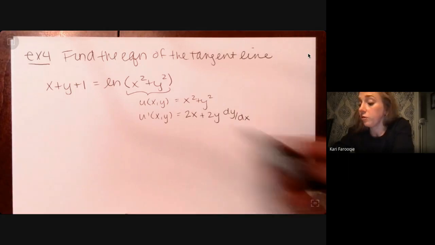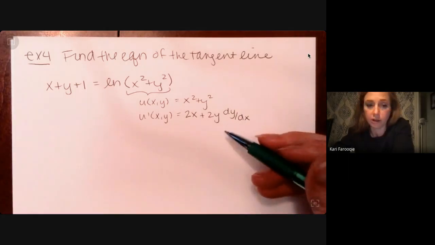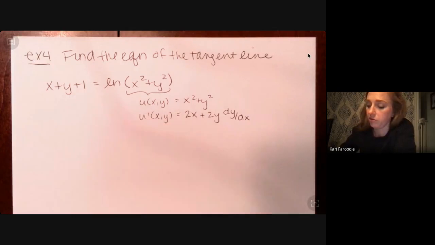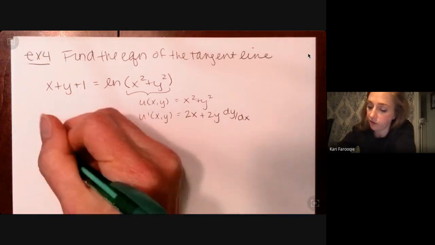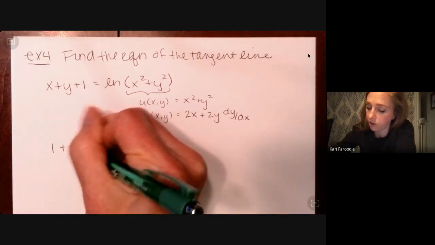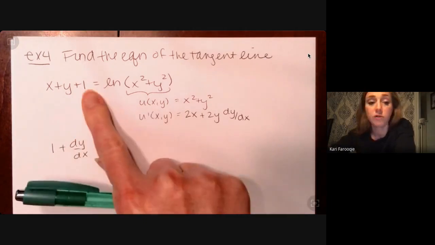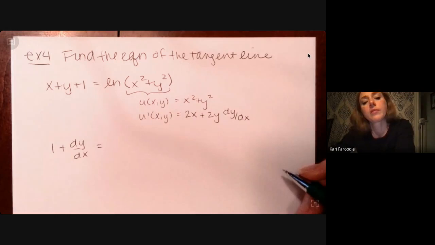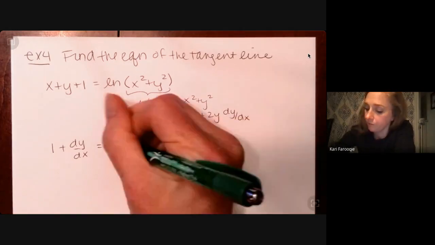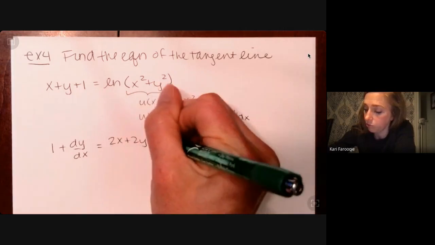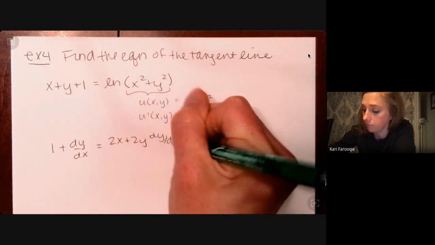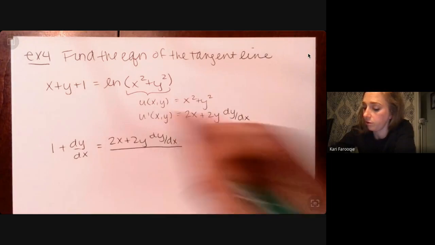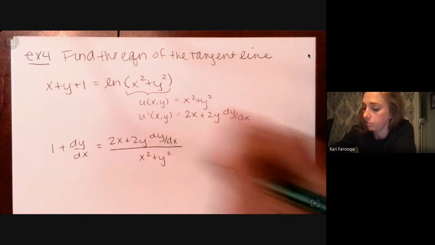Okay, so we have a plan for the right-hand side. For the left, we don't really have to worry too much about it. It's pretty basic. The derivative of x is 1. The derivative of y is dy dx. The derivative of 1 is 0. Don't worry about writing that. And the derivative of your natural log is going to be u prime over u. So 2x plus 2y dy dx divided by x squared plus y squared.